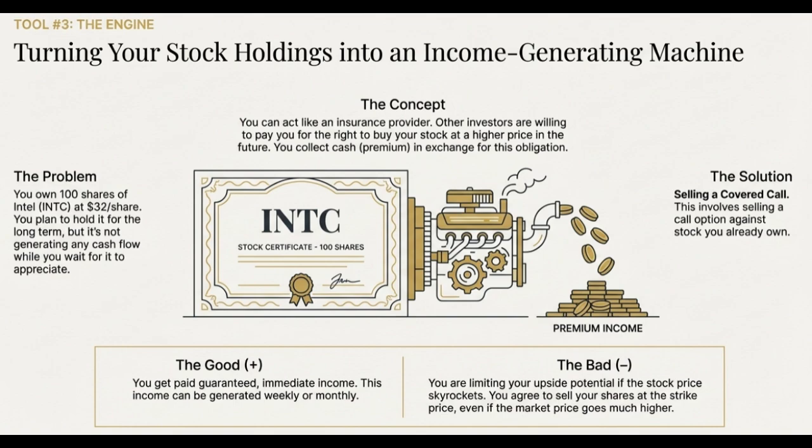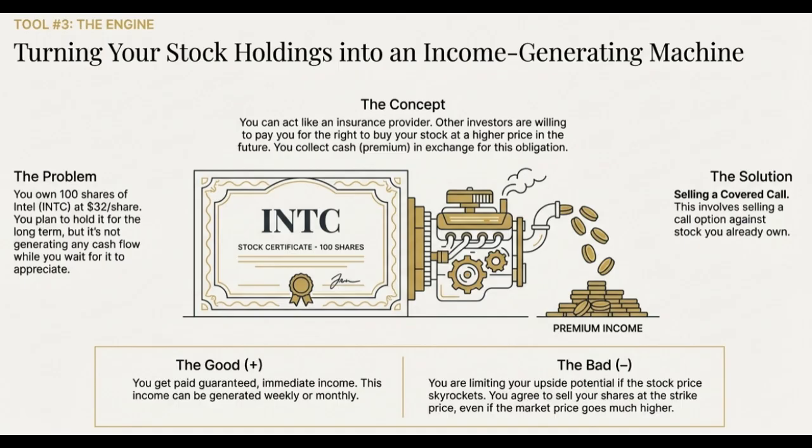The third problem is the idle assets. You may own a great stock like Intel for a long term, but it is not generating cash while you wait for it to appreciate. The solution is tool number three, the engine. You can turn your stock into an income generating machine.